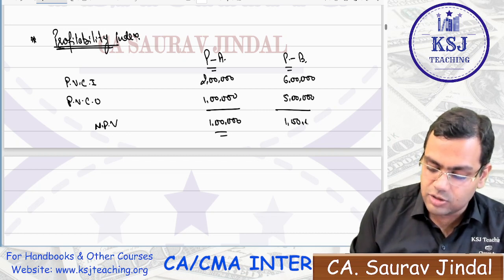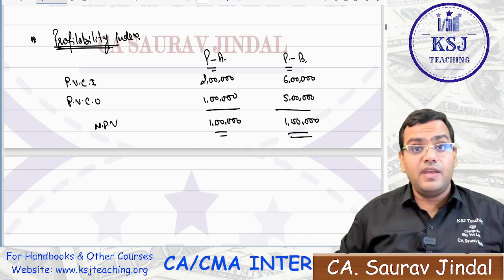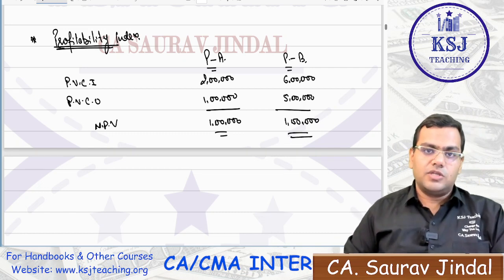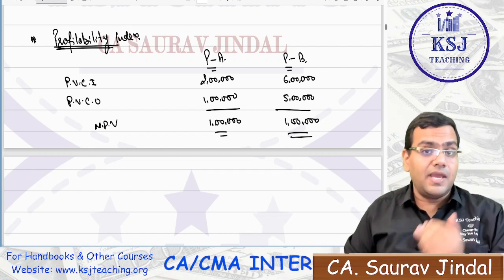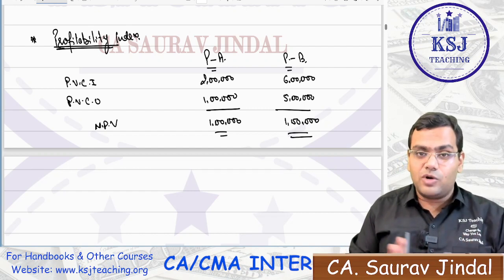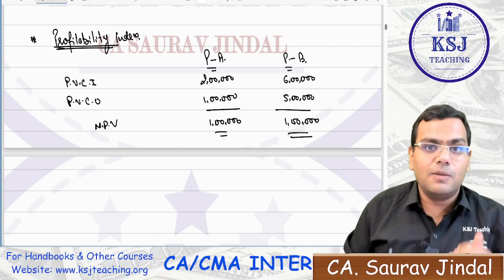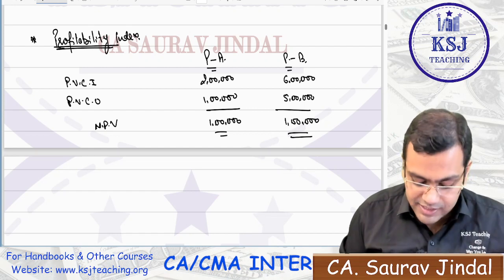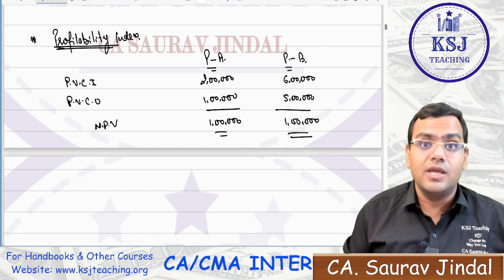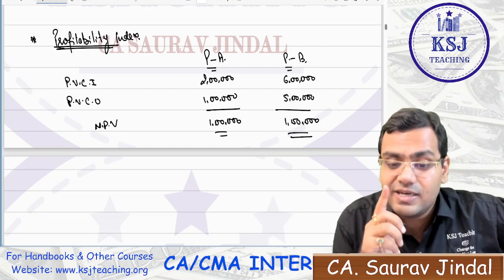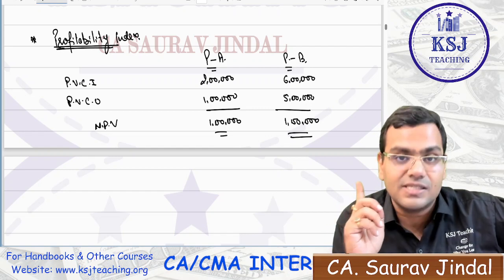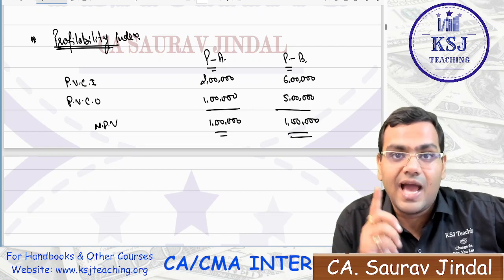and 1 lakh. Now, the problem here is the NPV is the same for both the projects. Both projects are giving a positive NPV. Now, how to decide between project A and project B? I'm saying both the projects are mutually exclusive projects. These are not independent projects. How to decide in this case when the NPV is the same for project A and project B?